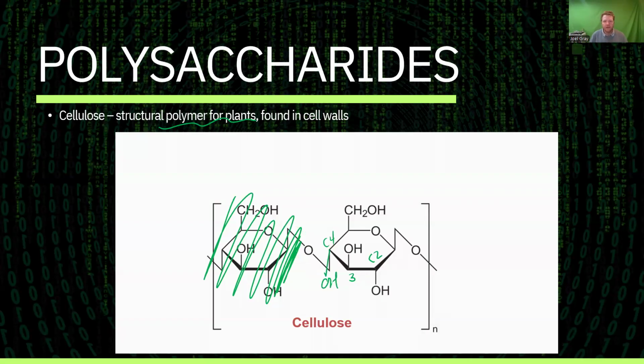Now, with that said, if you have an OH at carbon 2 pointing down, an OH at carbon 3 pointing up, and an OH at carbon 4 pointing down, what sugar does that give you? 2 is down, 3 is up, 4 is down. Maybe down, up, down. Glucose. You're absolutely right.